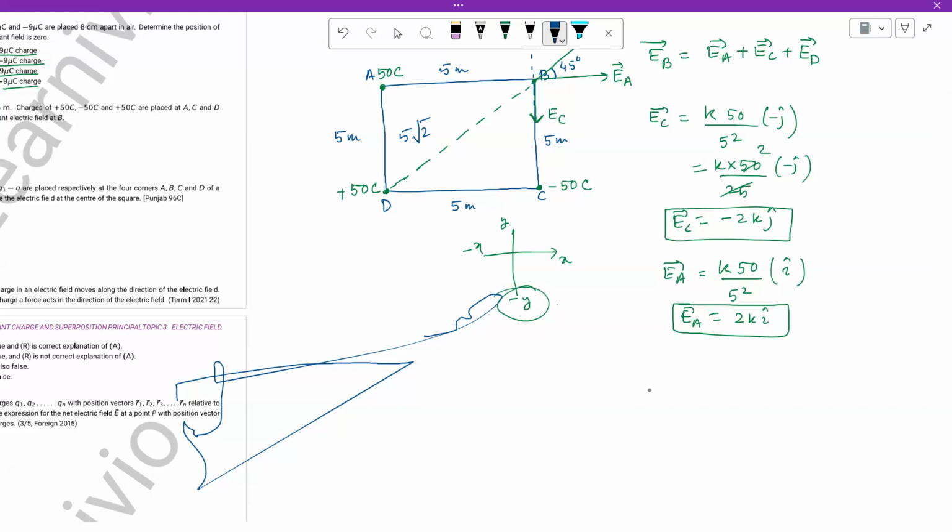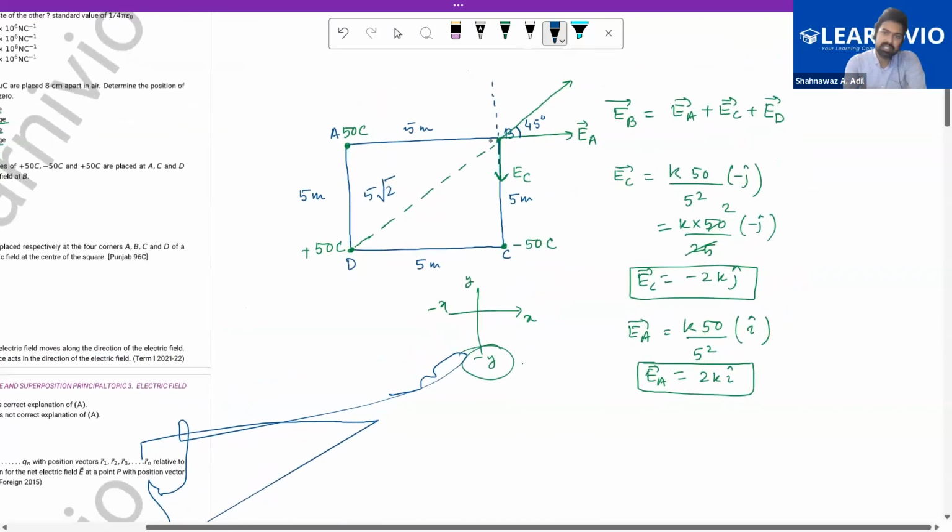Before we write this ED, let us write the magnitude of ED. Magnitude of ED is K times 50 divided by 5 root 2 whole square. So this is K times 50 divided by 25 and then 2. So this is simply K.